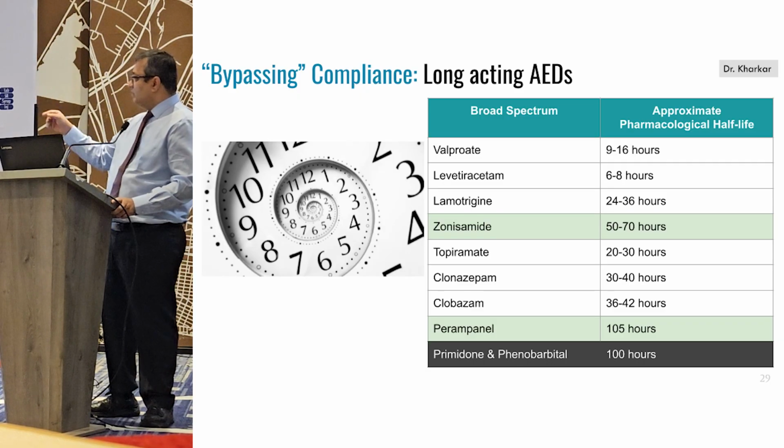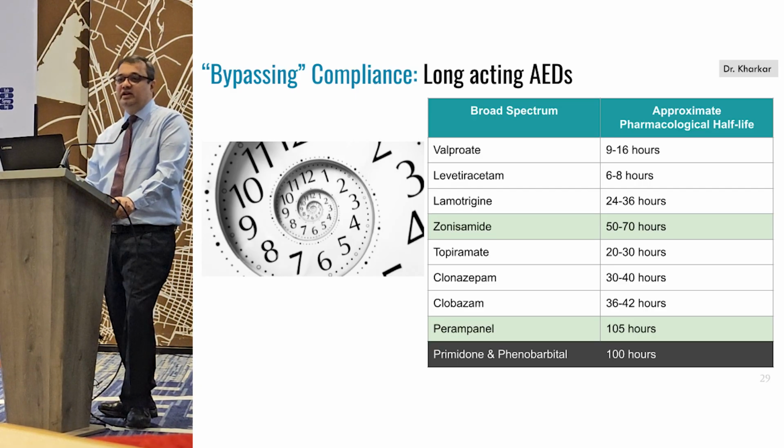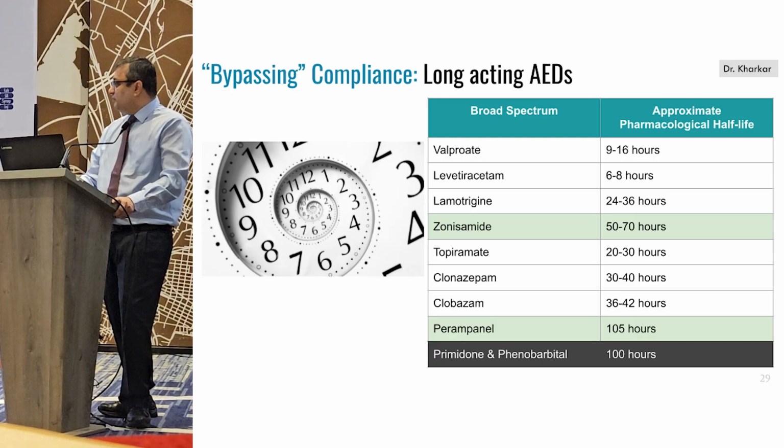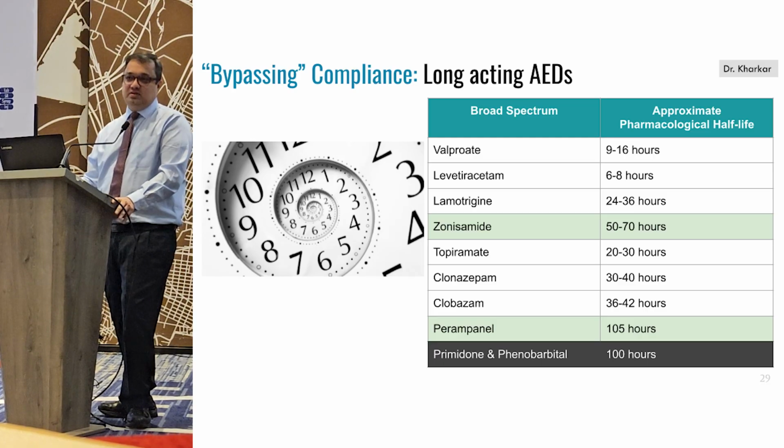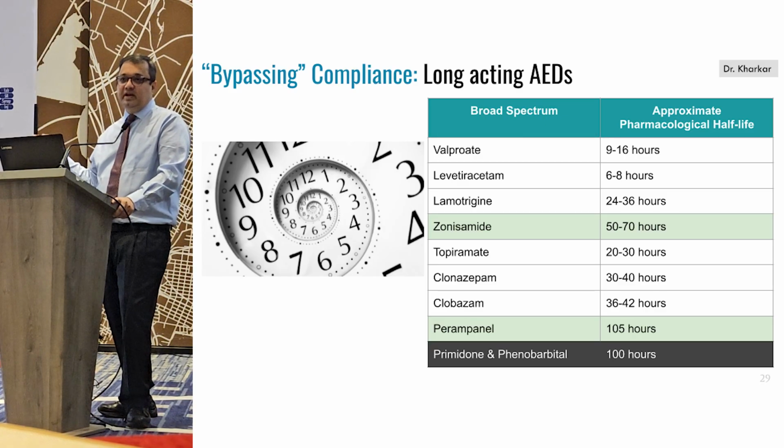You can look at the half-life. The half-life of Zonisamide is 50 to 70 hours, and the half-life of penicillin is 105 hours. So if you have a non-compliant patient, then perhaps you should be turning to these medications very early on. These are once-a-day medications. Let's say the patient misses a single dose, probably nothing bad will happen to him.